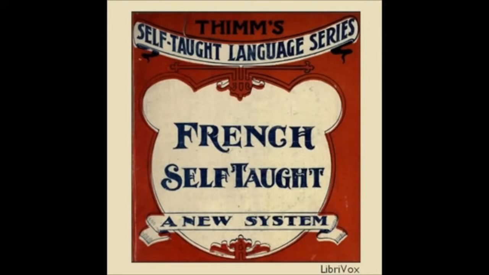Imperfect: I was, j'étais; thou wast, tu étais; he was, il était; we were, nous étions; you were, vous étiez; they were, ils étaient. Past definite: I was, je fus; thou wast, tu fus; he was, il fut; we were, nous fûmes; you were, vous fûtes; they were, ils furent.